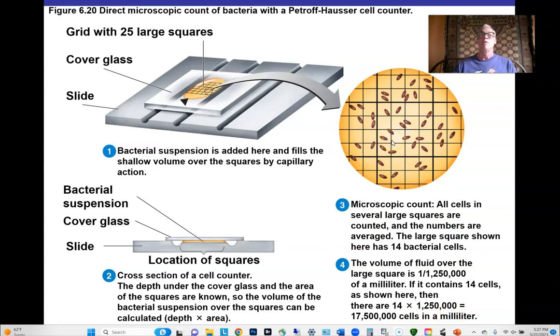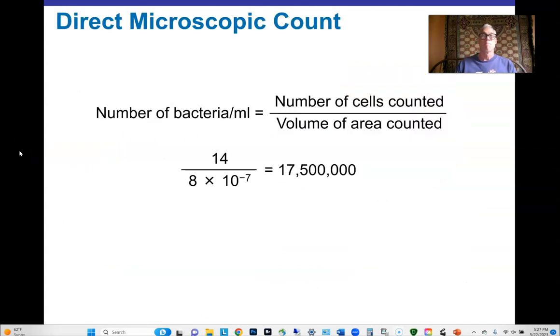So you get the idea. You count the number of cells in a known tiny volume, multiply back, and know how many cells per mil you started with.